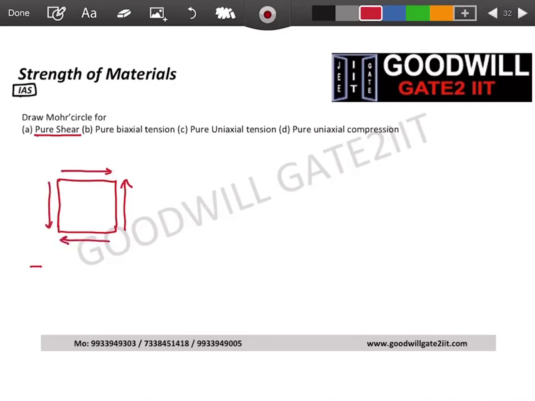That means you don't have any normal stress. Sigma x is 0, sigma y is 0, and you have only shear stress. What is the Mohr circle for this, guys? Can anyone tell me? We have already done this, right?